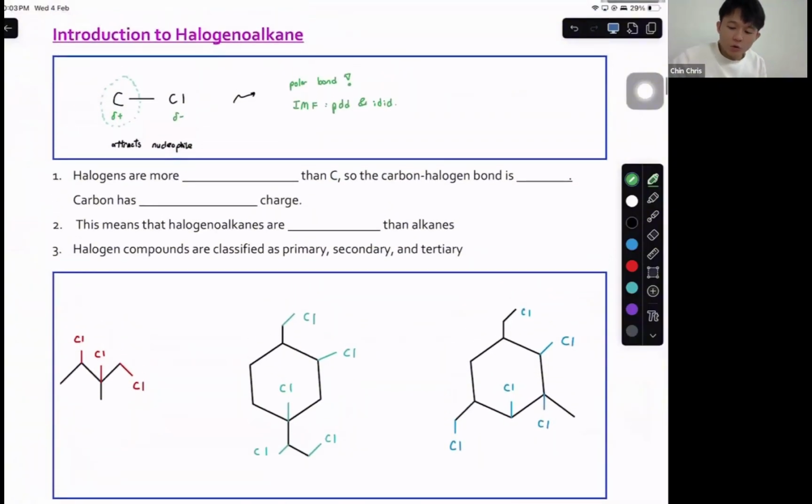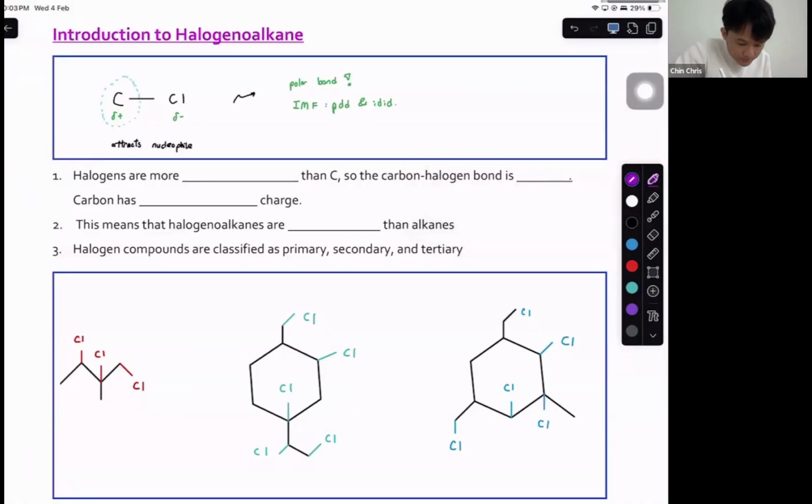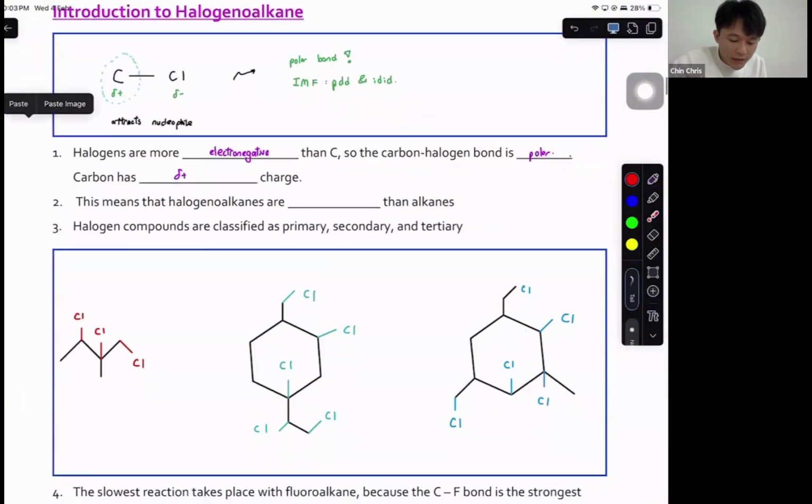Let's look at halogen. Always remember halogens are more electronegative than carbon. So the carbon-halogen bond is polar and carbon always has a delta plus charge. And guys, this means that halogenoalkanes are more reactive than alkanes.